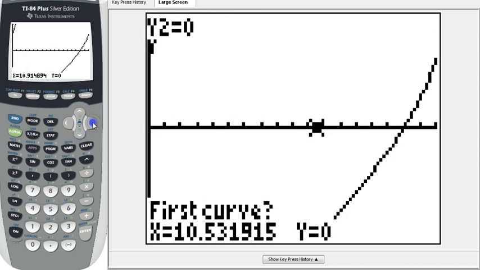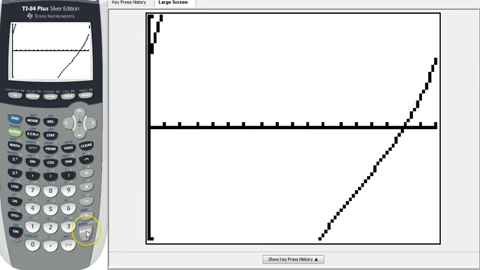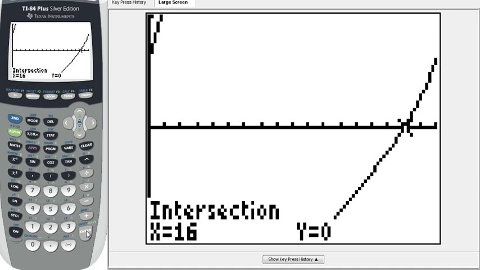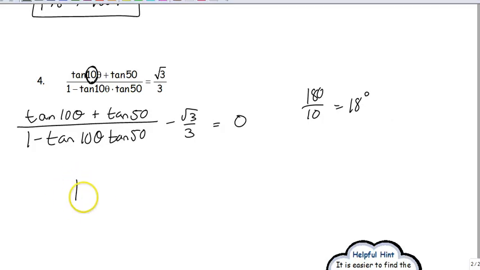And again, we're in degree mode because it's in theta. And our answer is 16 degrees. So for this problem, we're just going to write that our answer is 16 degrees plus the period, which happened to be 18 this time, k. And that's our final answer.